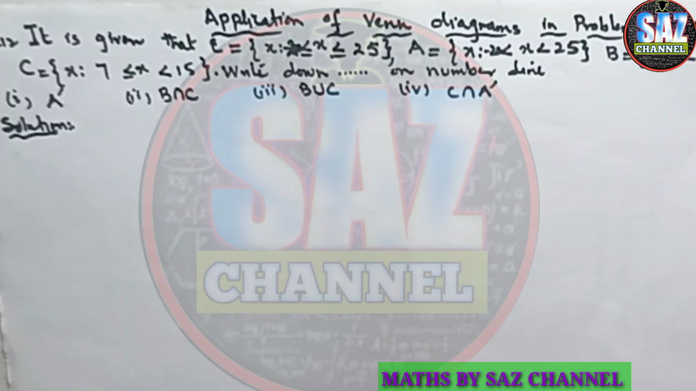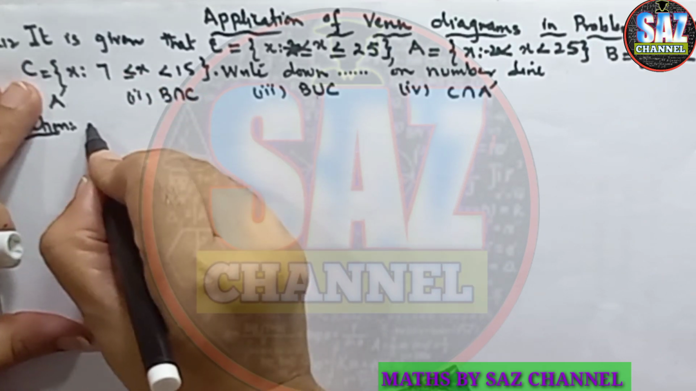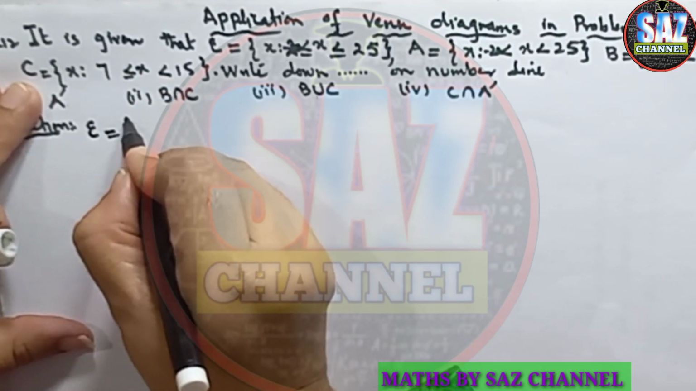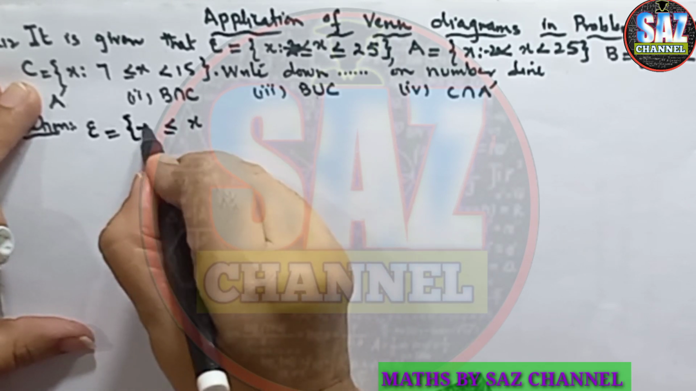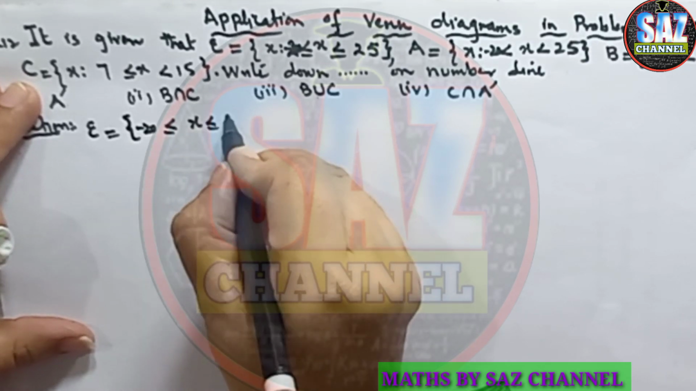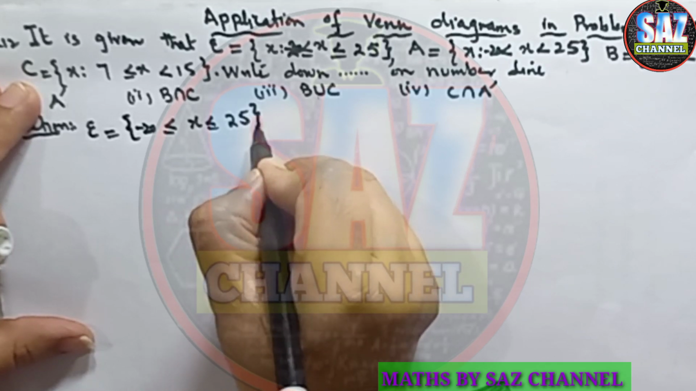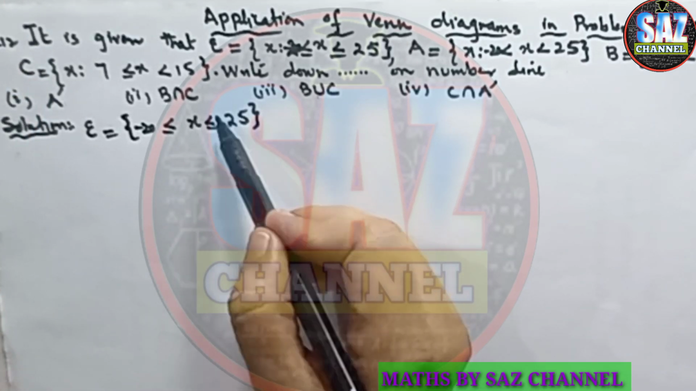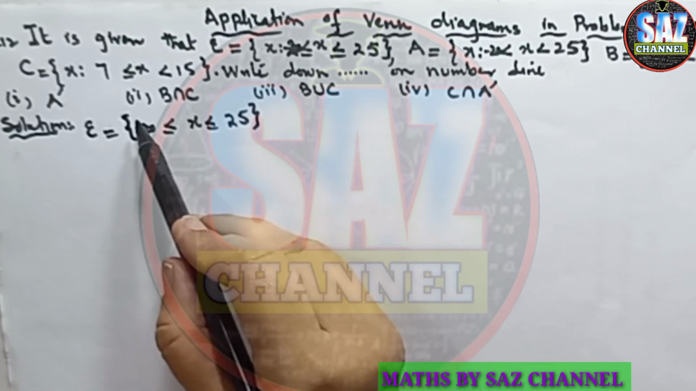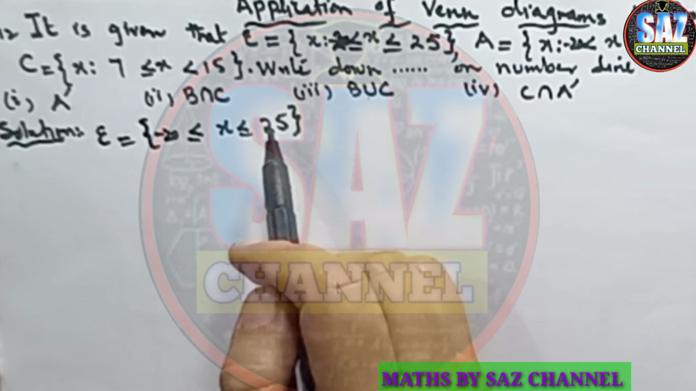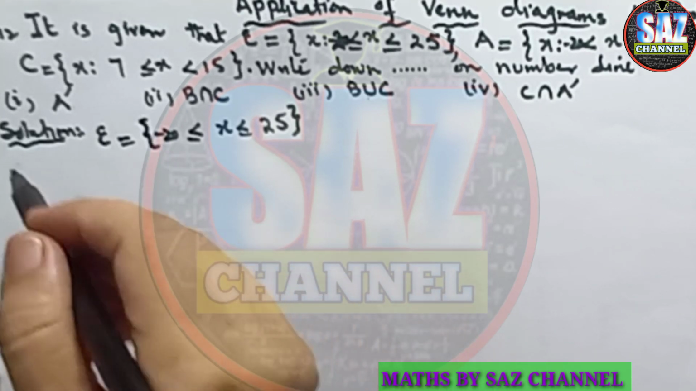It's given that universal equals x lies between minus 20 and 25. For the universal, the elements are: x is greater than or equal to minus 20, and less than or equal to 25. It means that on the right hand side, which is ending at 25, 25 will also be included, and on the left hand side, minus 20 will also be included.